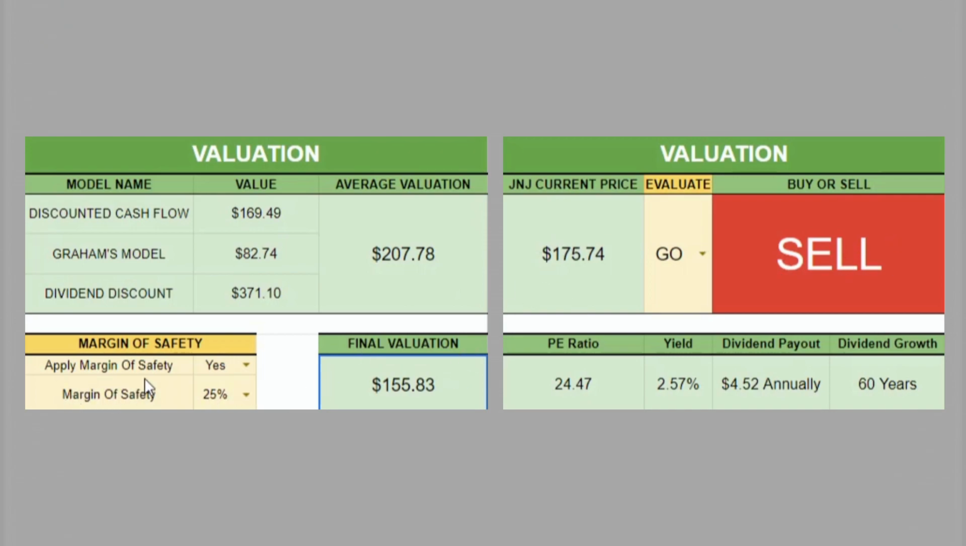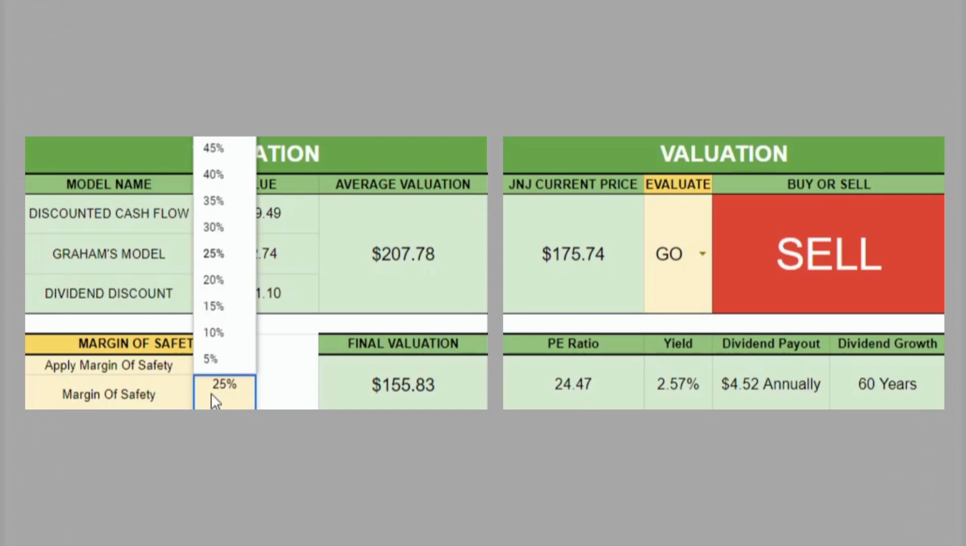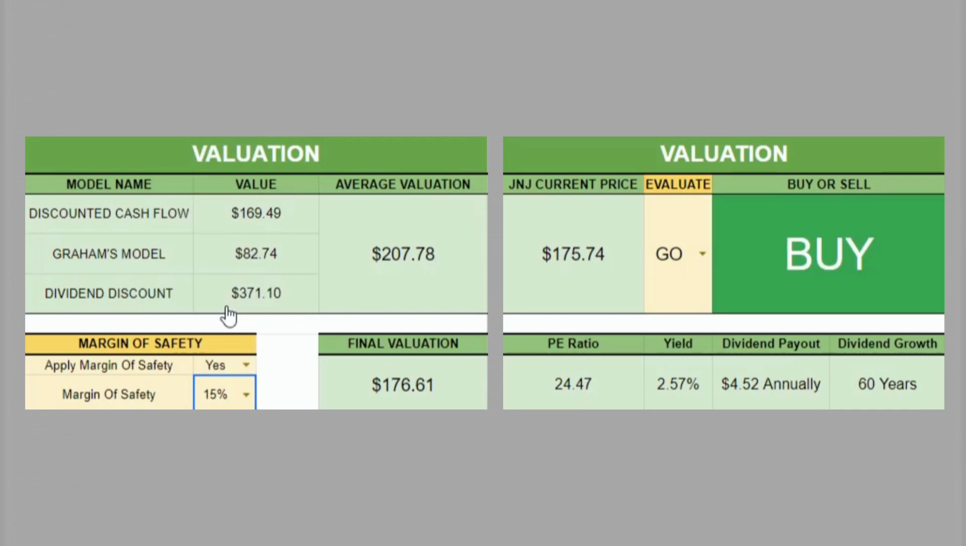Now if your margin of safety was not as high, let's say you had a longer investing time horizon, say 25 to 30 years, you probably would be more safe going towards 5, 10, or 15%. If we do 15%, then that does trigger JNJ as a buy, but only slightly: $176 as your final valuation, and the current price being $175, so slightly a buy.